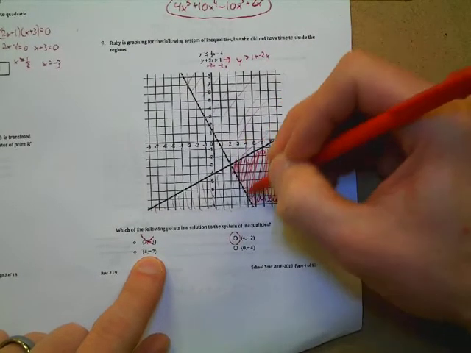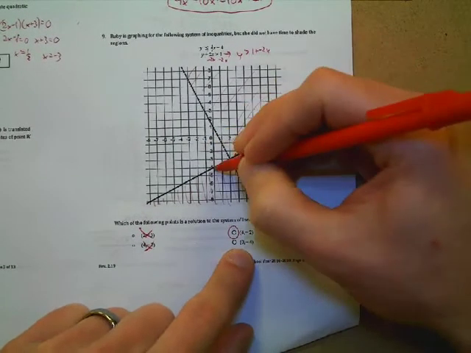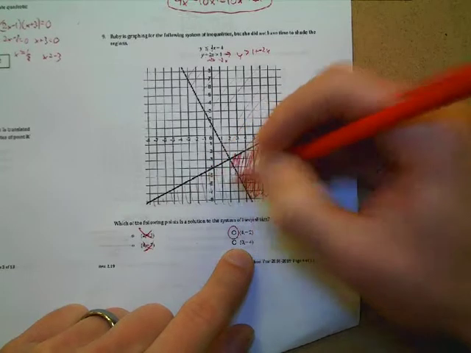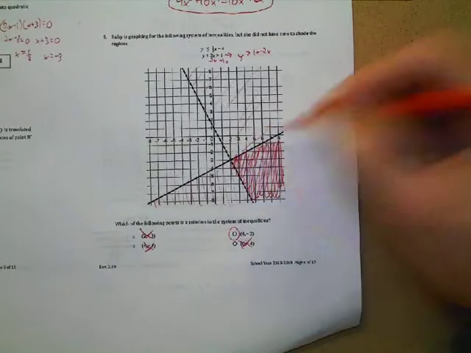4, negative 7 is on the dotted line, so that's no good. And then 0, negative 4, let's check that one. 0, negative 4, it's on the solid line, but it's not part of that shaded region. So no, it's the 4, negative 2 there. And of course, any point in the shaded region and any point on that solid line will work.